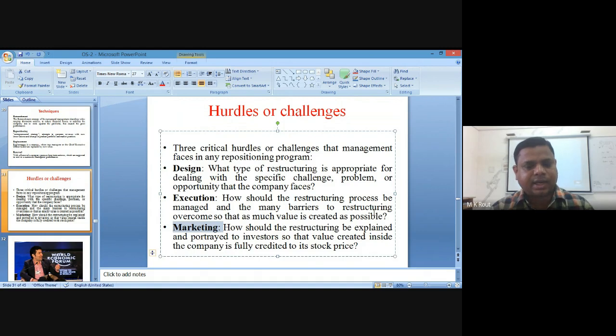In case of marketing, they are listed on the Indian stock exchanges, the National Stock Exchange and the Bombay Stock Exchange. They are directly attracting a larger amount of investors, and this creates value inside the company and full credit to the stock price.